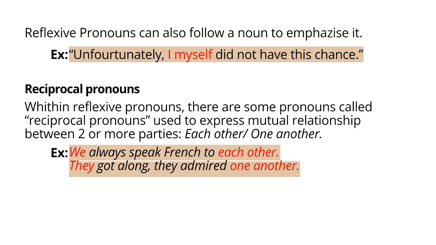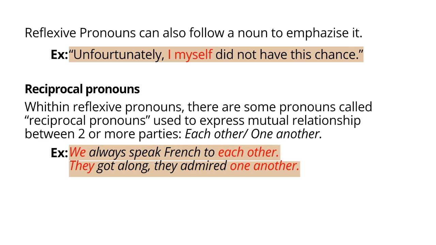Here's an example. "Unfortunately, I myself didn't have this chance." In this sentence, the speaker is emphasizing that they personally didn't have the chance, rather than somebody else. They could have simply said, "Unfortunately, I didn't have this chance," but by adding "myself," they are putting extra emphasis on the fact that it was specifically them who missed out.